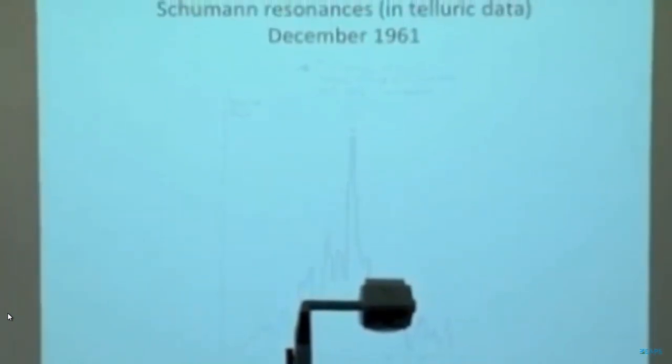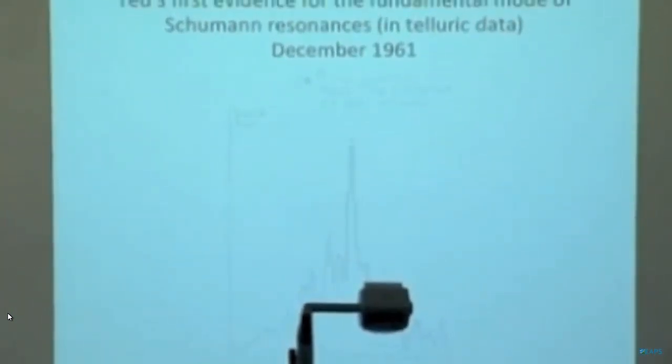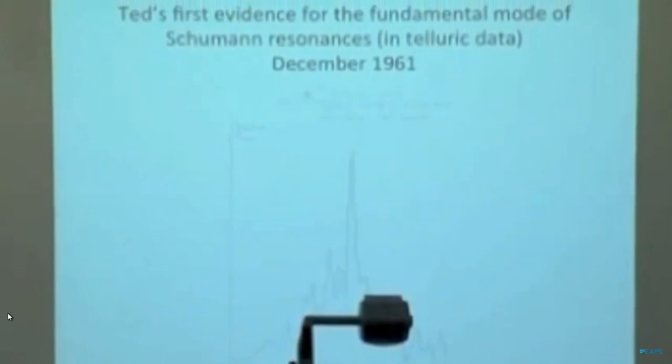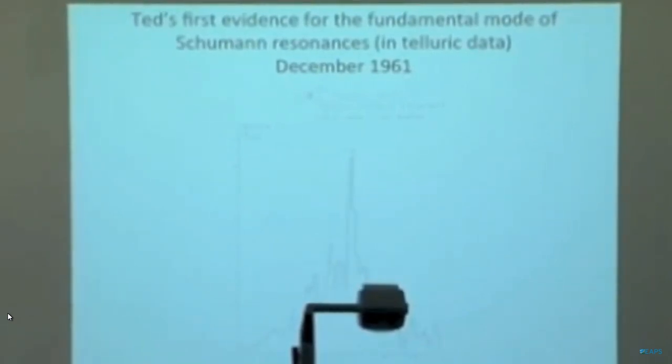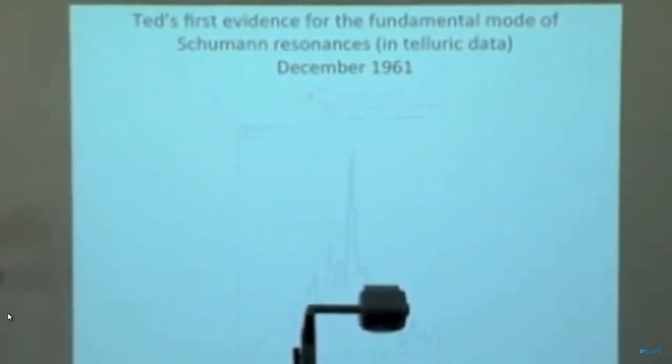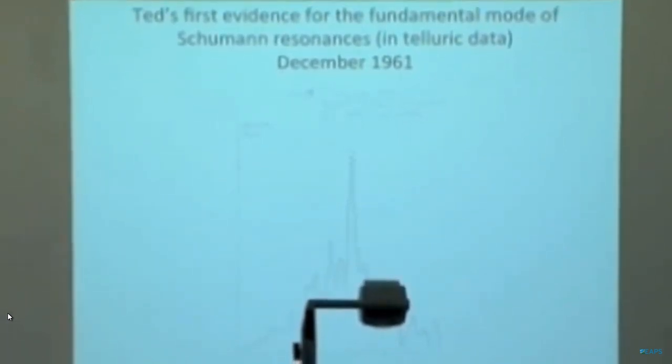Ted's first detection of Schumann resonances was in the telluric data. He put electrodes in the Earth, connecting two electrodes, measured the voltage difference between them, digitized the data. He didn't have Adolfo to do hand digitization in those days, so he did it himself, and he did his usual neat hand plot of the data, and did a power spectrum analysis, and lo and behold, 7.8 hertz, the fundamental frequency of Schumann resonance. That was in December of 1961.